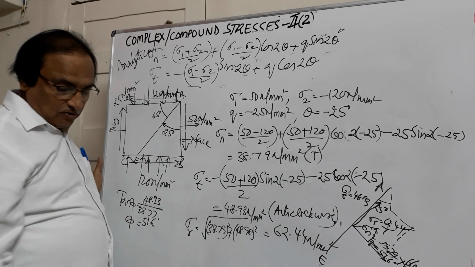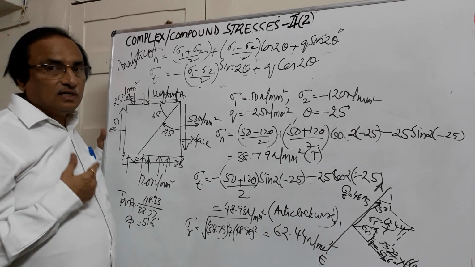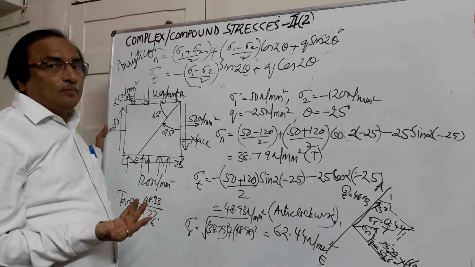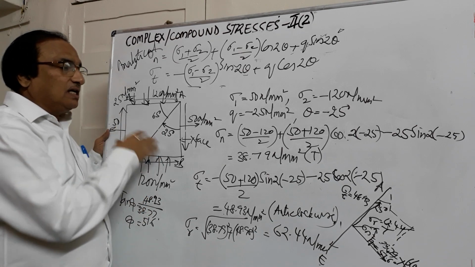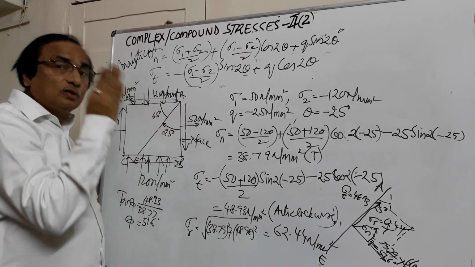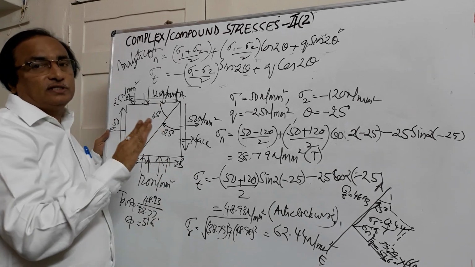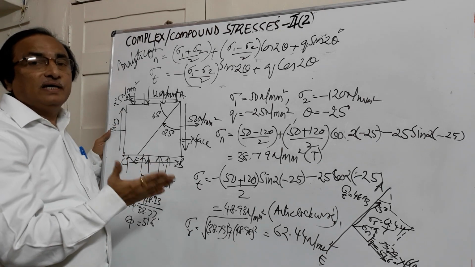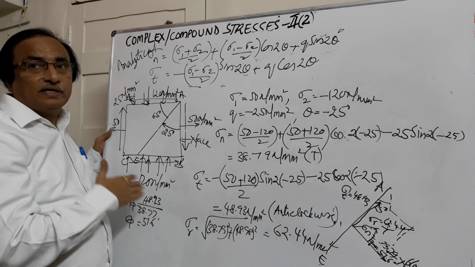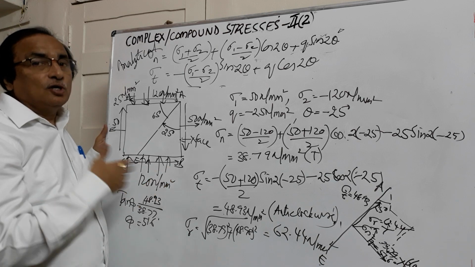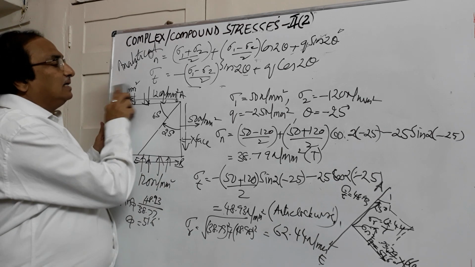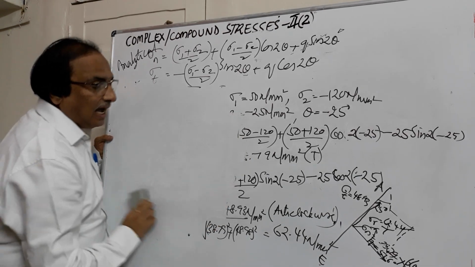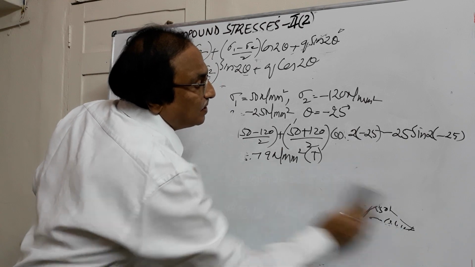So in this problem, we have seen how to find out normal stress, tangential stresses. Now there is another category of problem I have told you, where stresses are given to you. You will have to find out a plane where there are no shear stresses. So when there are no shear stresses, we call that plane a principal plane, and stresses acting on the principal plane, we call them principal stresses. So the second category of problem we will be taking is how to find out the principal stresses and how to locate the principal planes.